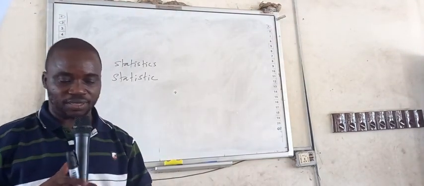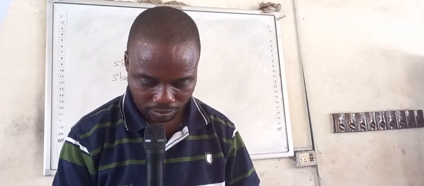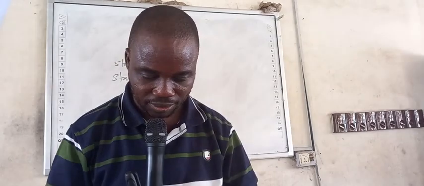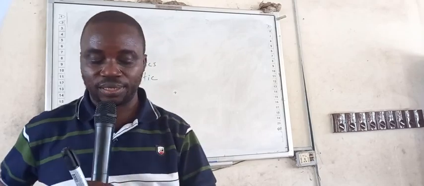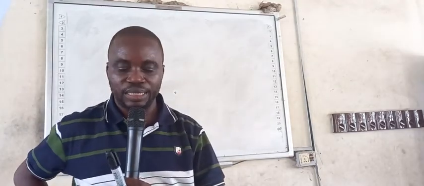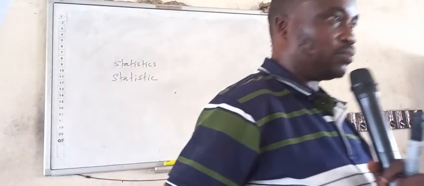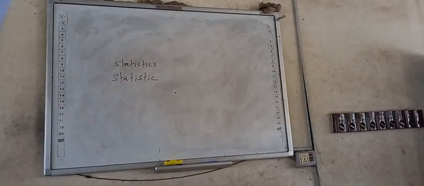Let's go to the second one. Inferential statistics. This deals with drawing of conclusion about a population. You want to draw a conclusion from a population. Underline the word conclusion. Underline the word population.